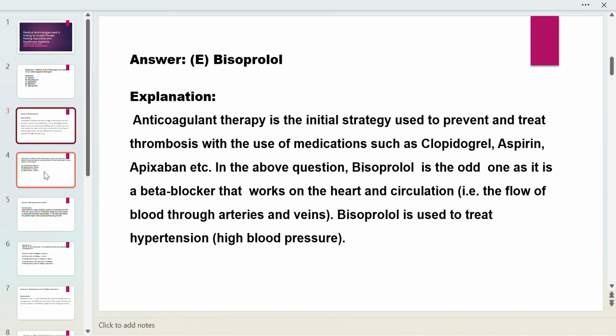For example, let's say you've got a service user on the ward and they are not moving as they would at home. We will give them things like tinzaparin, heparin, and stuff like that, just to ensure that they are not having blood clots, as they will not be moving in hospital as they would when they are at home.